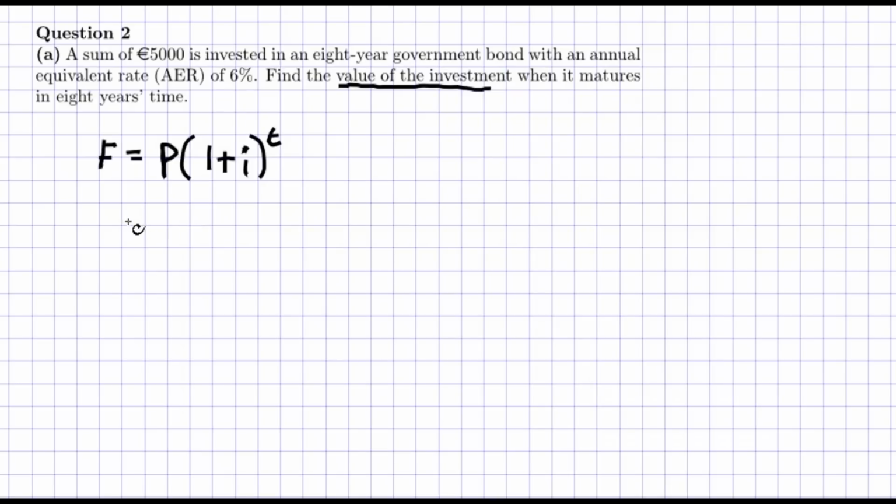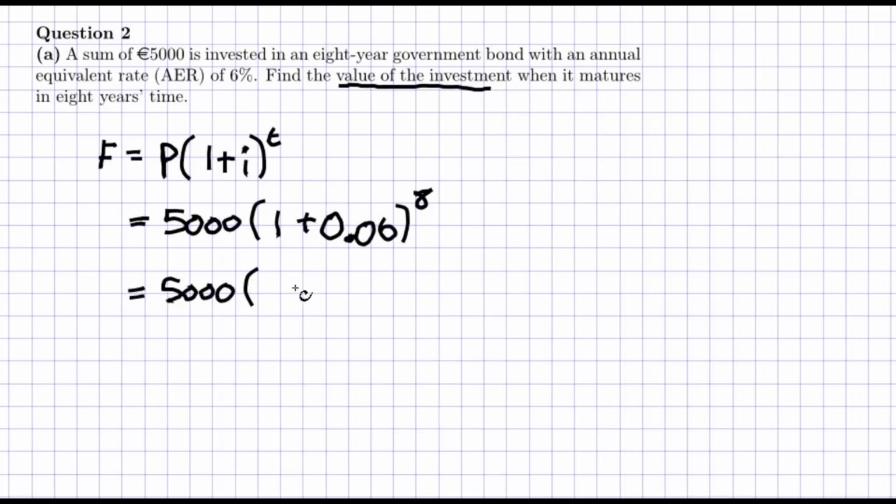So we just throw the numbers in, so we get 5,000. And we have 1 plus, we take the 6% and turn it into a decimal, so we have 0.06 in this case. Take that to the power of however many years this is happening, that is 8 in this case. So we get 5,000 times 1.06 to the power of 8. And if you just throw that in your calculator, you will get €7,969.24.